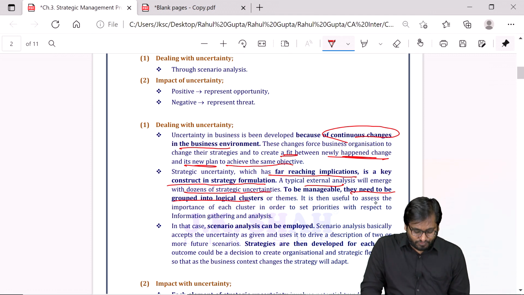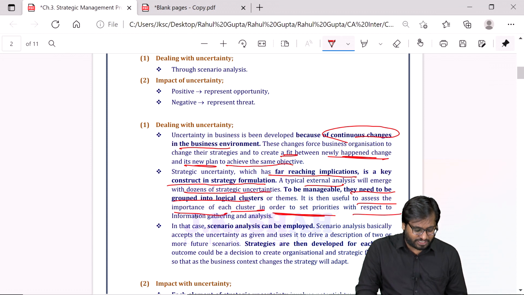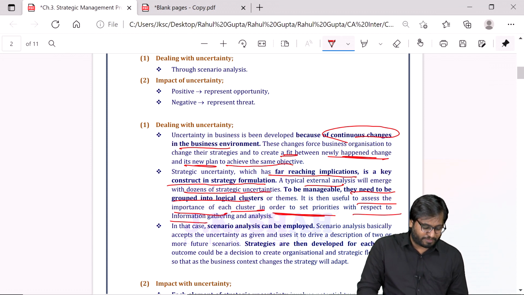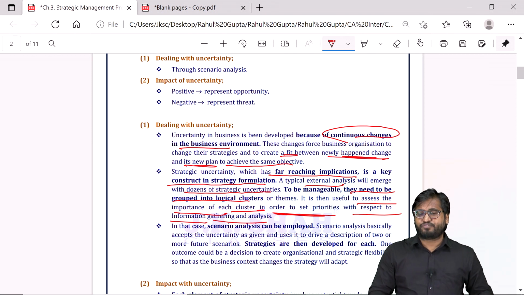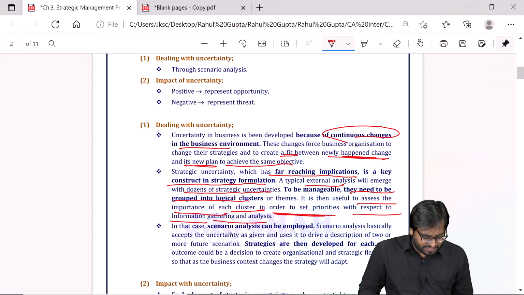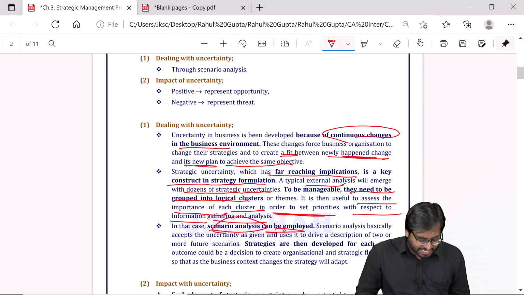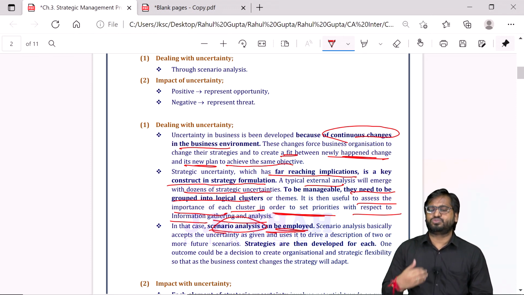It is then useful to assess the importance of each cluster in order to set the priorities with respect to information gathering and analysis. So we'll try to collect more information on those uncertainties. We are trying to have a backup plan. What if it doesn't work? In this case, scenario analysis can be employed. So we will make use of scenario analysis.